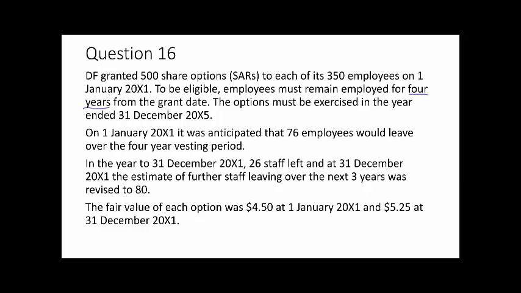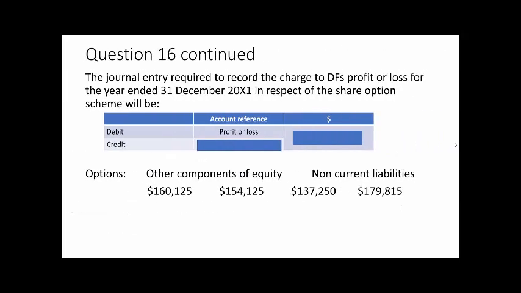So on the 1st of January, at the date of grant, we anticipated that 76 employees would leave over that 4-year vesting period. However, when we get to the end of that year, to 31st of December 2000X1, 26 staff have already left, and we revise our estimate to an idea that another 80 might leave over the next 3 years. The final bit of information is that the fair value of each option was $4.50 at the date of grant and $5.25 at 31st December 2000X1.